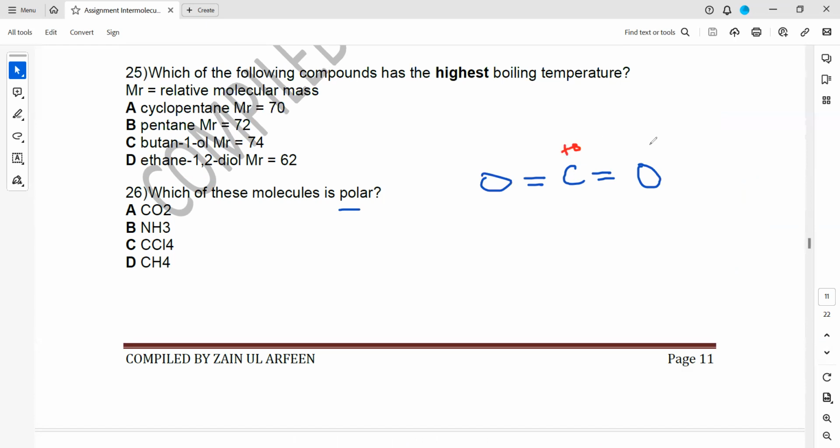Carbon is partial positive and oxygen is partial negative. But the two oxygens cancel out the effect of each other. They apply the same force, so they cancel out. So A will be non-polar.